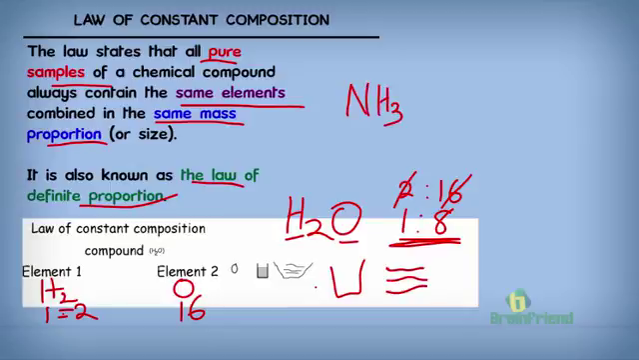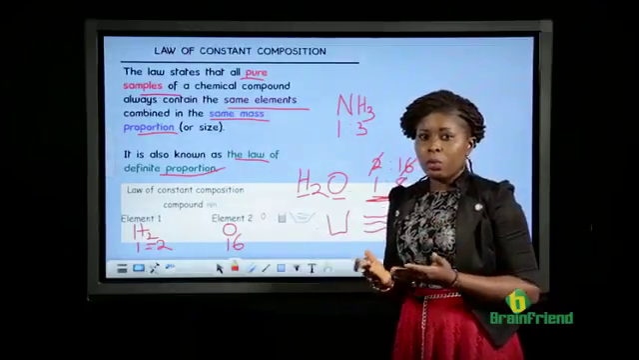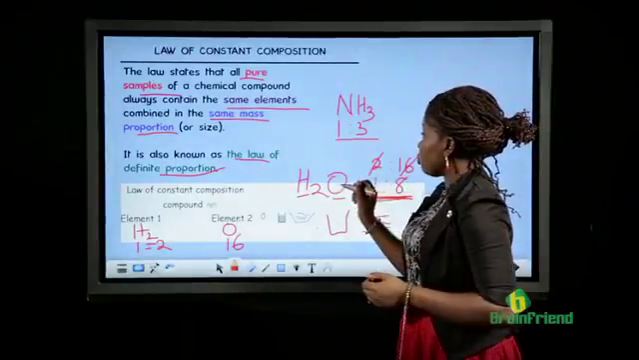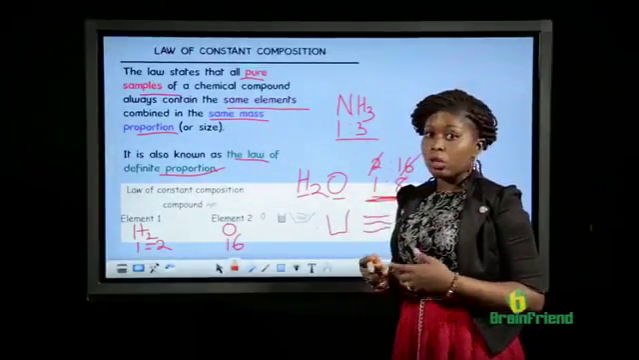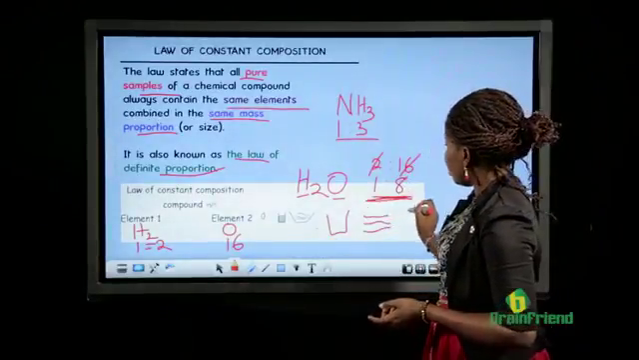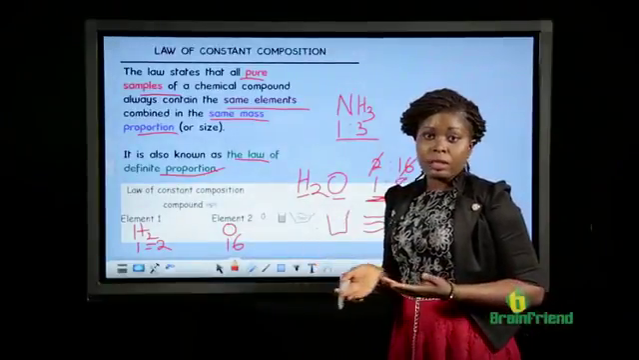Other examples we have, let's say ammonia. This is ammonia, and here we have 1 atom of nitrogen combining with 3 atoms of hydrogen. So anywhere you have a pure sample of ammonia, whether it's in your cleaning agents or anywhere ammonia is present, it's going to be present in this ratio. If this ratio were to change, it will no longer be ammonia, but something else. Likewise for water, if this ratio were to change, it will no longer be water. It will now be another compound.